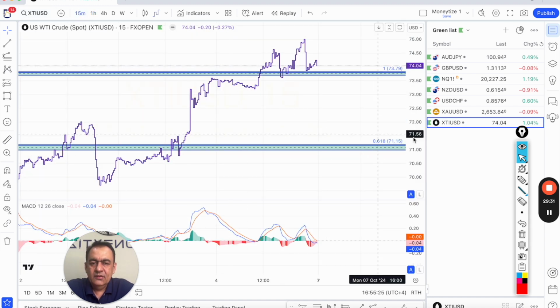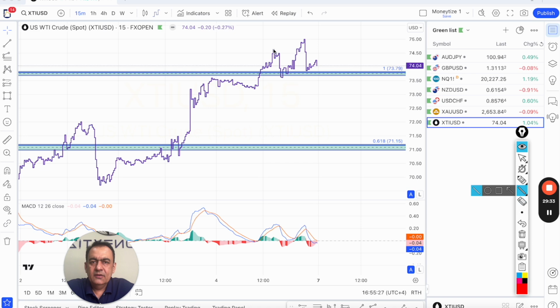Moving to 15 minutes, we might get some short-term correction because we have bearish divergence on the top here, and we got a sharp drop. If it breaks below 73.79, it might go back to 71.15. Take it as an opportunity to buy and look for 78.30. So this is the plan for upcoming week.